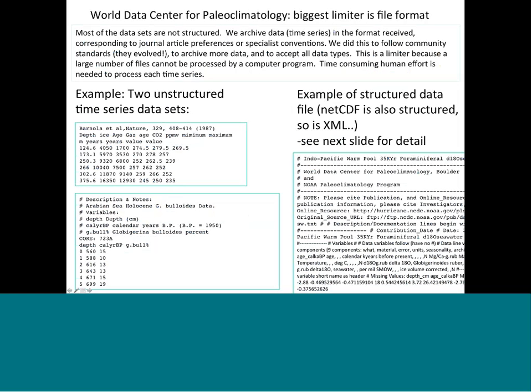One of the biggest problems or limiters in this archive is the file format. We've been in existence since 1991, and over that time, we've collected and archived data sets in different formats. You can see here two time series data sets on the lower left of this screen that are in slightly different formats. All of the information you need is there: sample depth, age, the variable measurements.